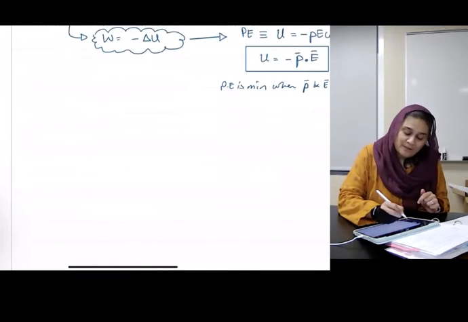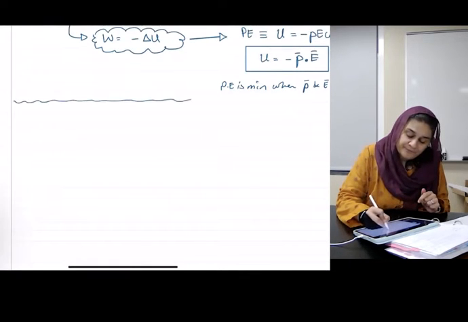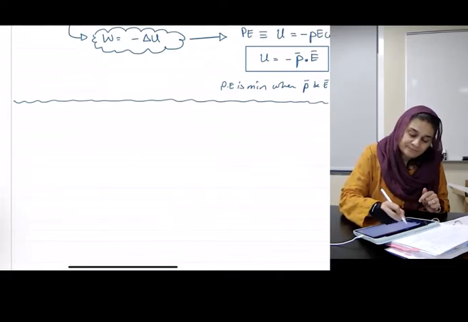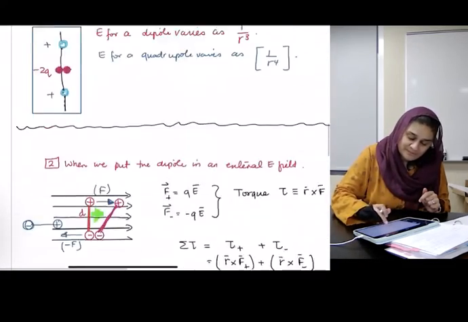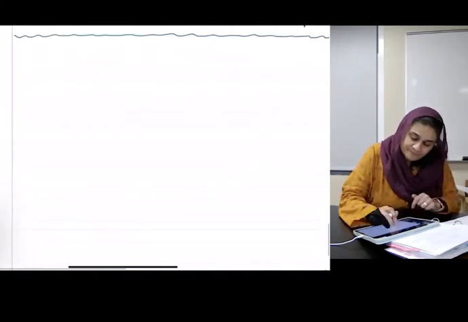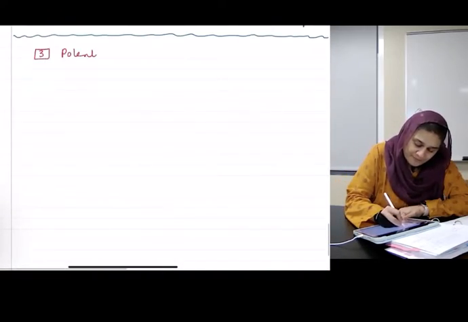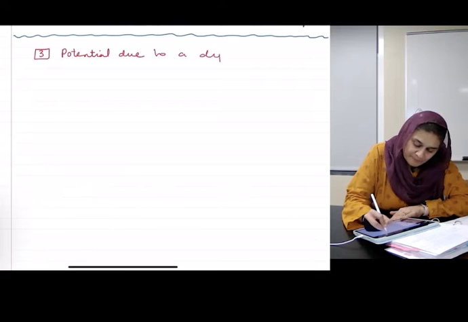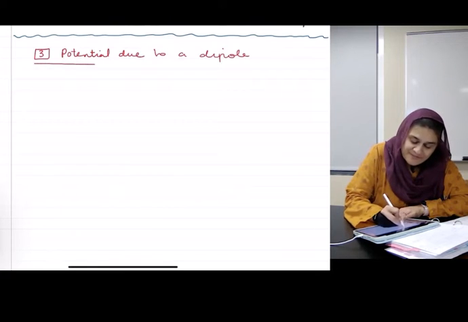The last thing I want to talk about was the number 3. What was number 3? Potential due to a dipole. This fascinates me.